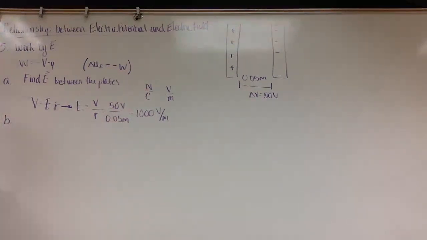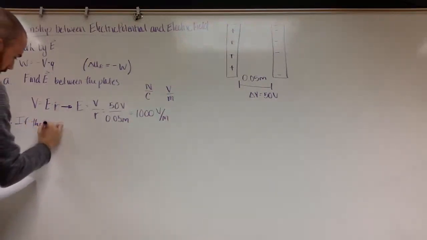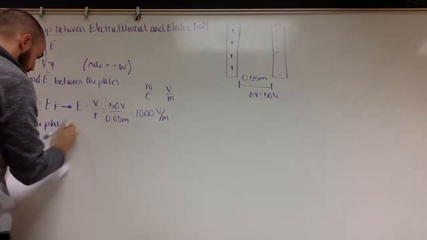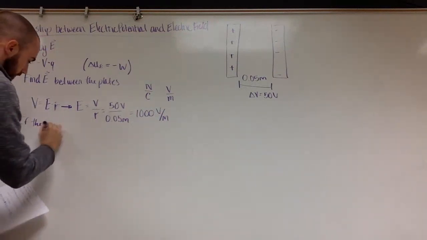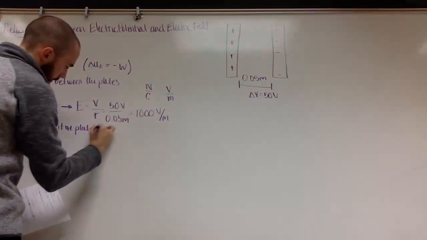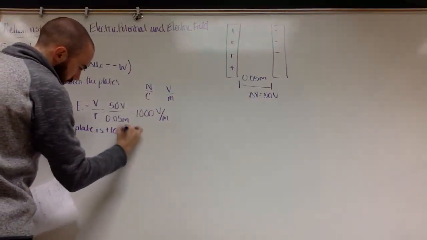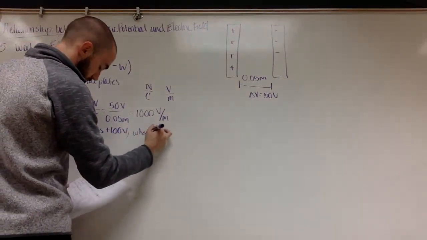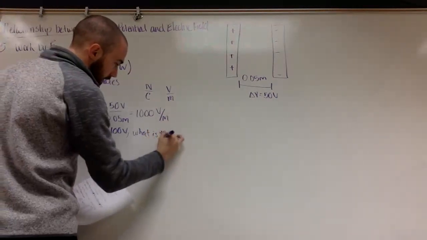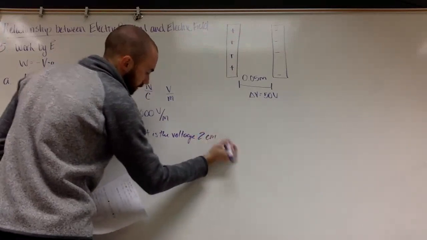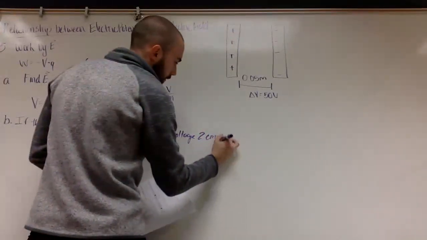And now for part B, I want you to know if the positive plate, my apologies, is plus 100 volts, what is the voltage 2 centimeters to the right of it?